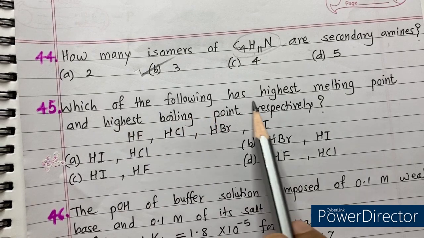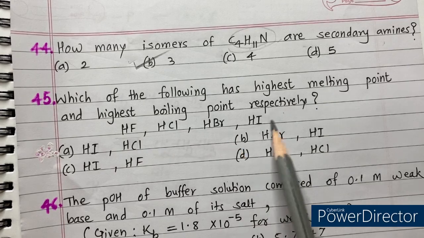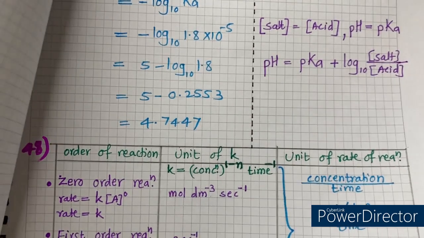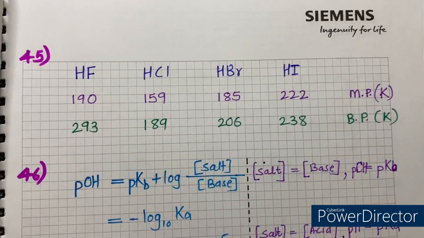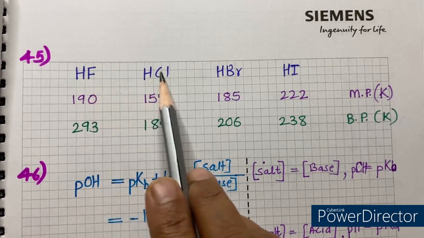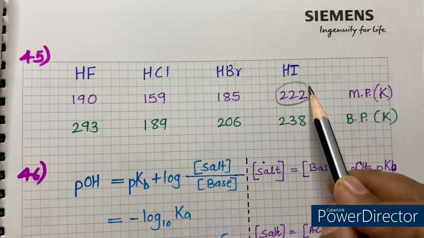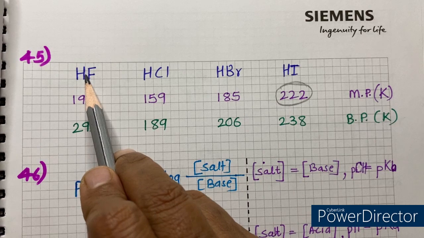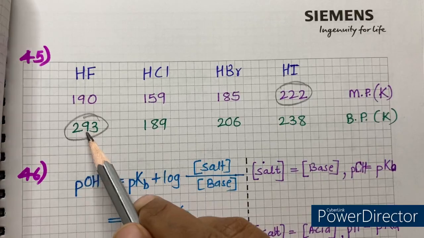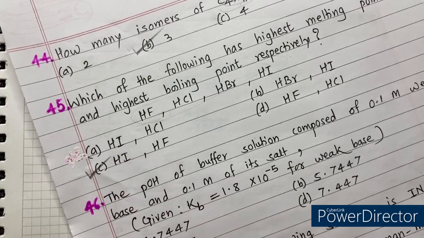Next question, which of the following has the highest melting point and highest boiling point respectively? Hydrides of group 17 elements. Now here, see this, it is not necessary to remember their melting point and boiling point, but here size increases, molar mass increases. Here, the melting point of this is highest, while due to hydrogen bonding, the boiling point of this is highest. That is HI and HF is the answer. HI and HF, this one.